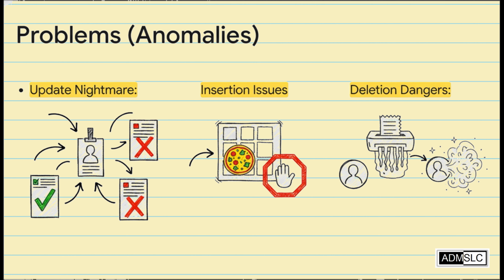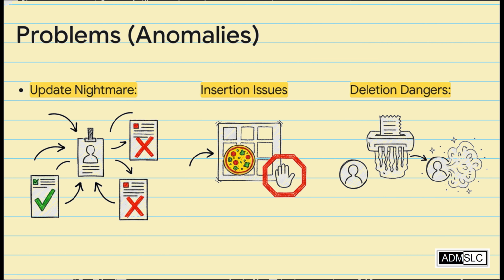First, the update nightmare. Say John Smith calls to update his address. You have to go find every single past order he's ever made and change it. If you miss just one, you now have conflicting info about where he lives. Second, you've got insertion issues. What if we want to add a new Hawaiian pizza to our menu? Where do we put it in this table? Well, we can't, not until a customer actually orders one, which makes absolutely no sense.